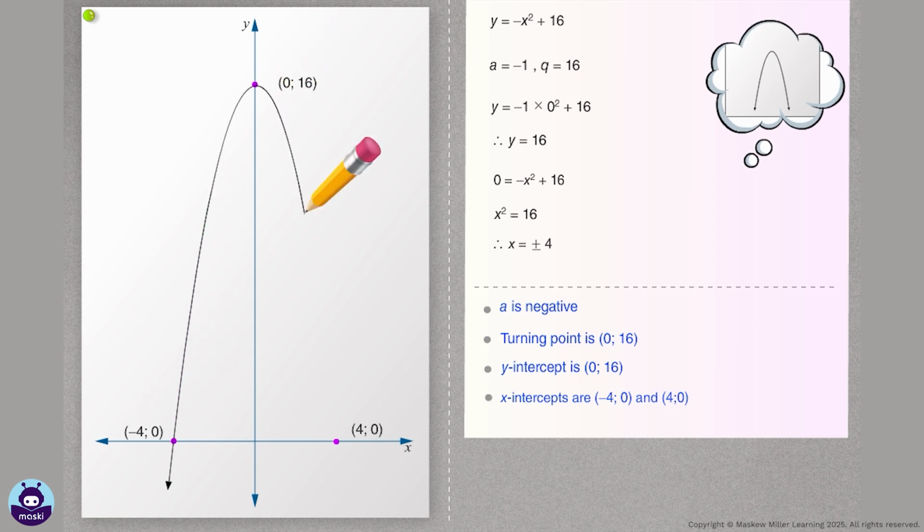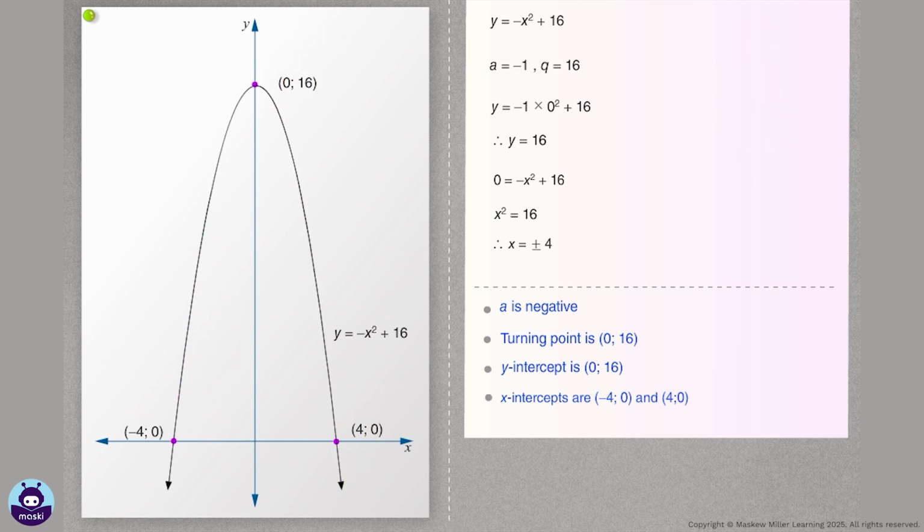We now sketch the graph of the parabola, passing through the two x-intercepts and the y-intercept. We again mention the domain, range, and the axis of symmetry on the sketch. The parabola is symmetrical about the y-axis.